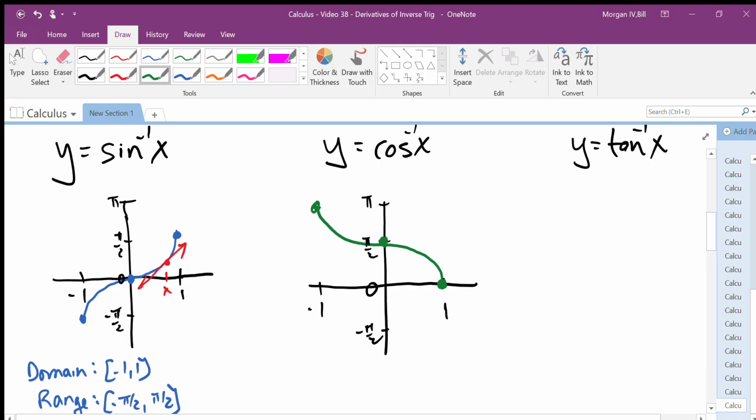Right, so that's the graph of inverse cosine. Once again, the domain is -1 to 1. But this time, the range goes from 0 to pi. All right, just some recollection of some things we should have learned in trigonometry.